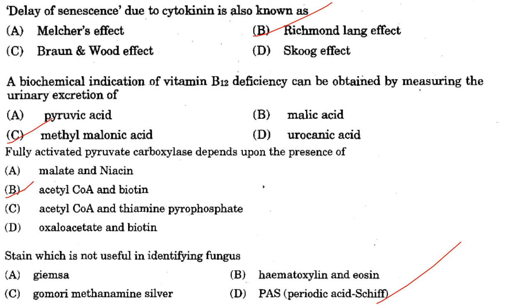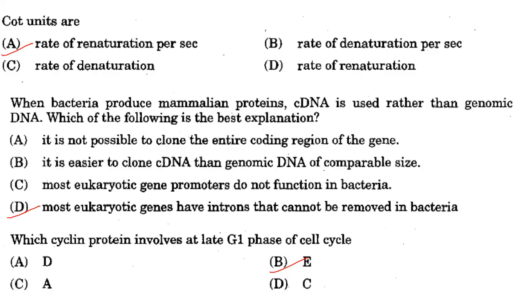Fully activated pyruvate carboxylase depends upon the presence of acetyl CoA and biotin. Answer is option B. Stain which is not useful in identifying fungus. It is option D, PAS, periodic acid Schiff. That is not useful for identifying fungus. Then Cot unit is rate of renaturation per second. Answer is option A.